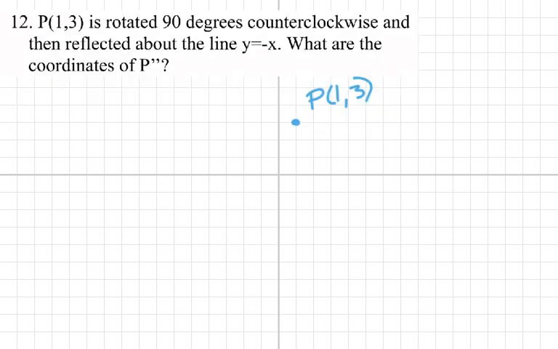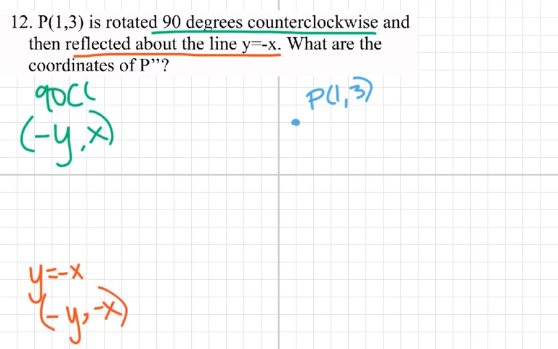Okay. So P(1, 3) is going to be rotated 90 degrees counterclockwise, and then it's going to be reflected about the line y equals negative x. What are the coordinates of P? So what I'm going to go ahead and do is write down the rules for 90 degrees counterclockwise and reflection about the line y equals negative x.